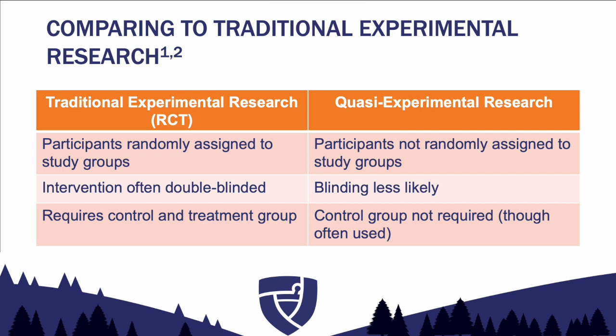Here is an overview of the differences seen in traditional experimental research, or RCTs, and quasi-experimental research. In RCTs, participants are always randomized to study groups, and interventions are often double-blinded. These types of studies require a control and a treatment group. Quasi-experimental research, on the other hand, participants are not randomized and blinding is far less likely, since many times participants or clinicians are choosing the intervention. Control groups are also not required in quasi-experimental research, though sometimes are used.